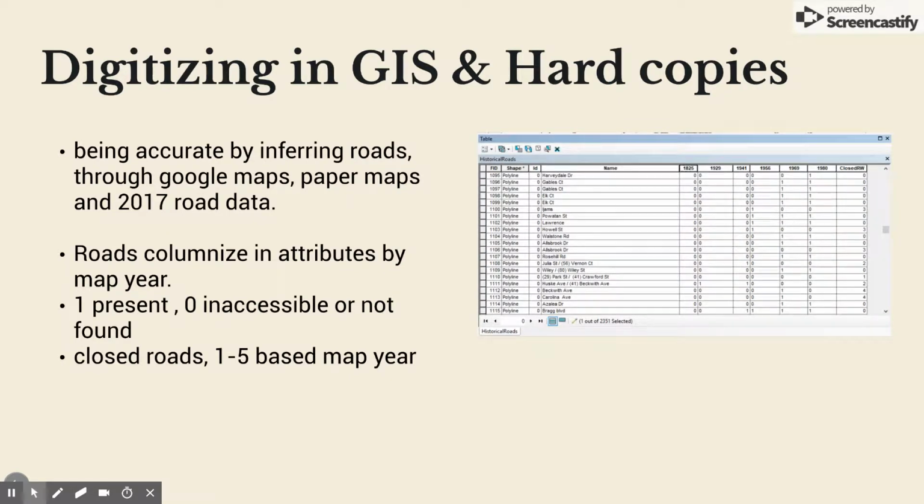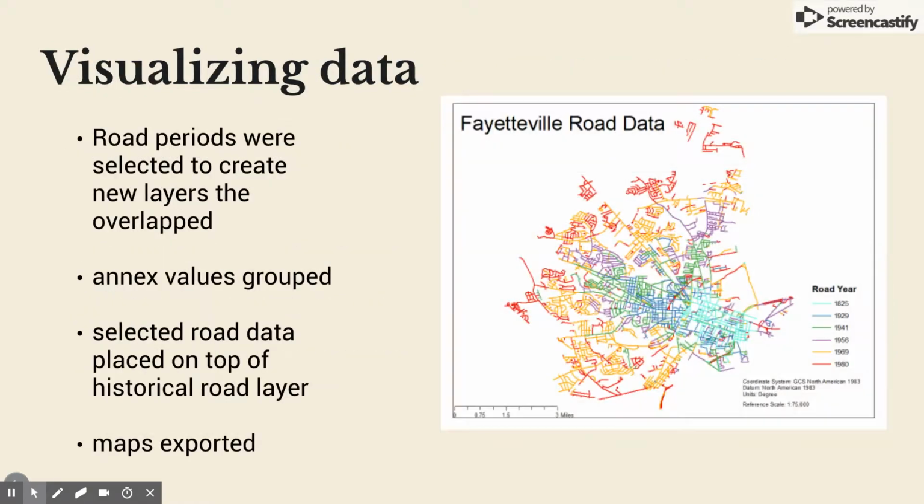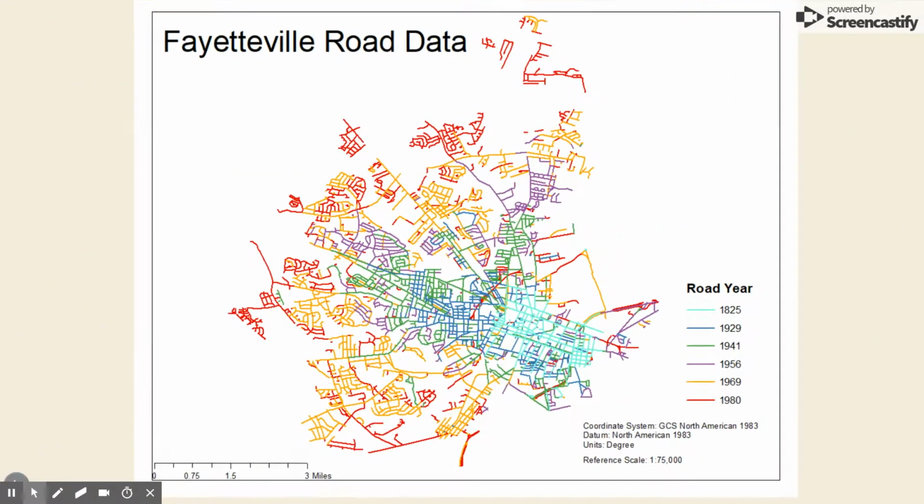And I had a choice. Do I make multiple layers for each year, or do I just do everything on one layer and just have columns for the years? This is just an example of what I did. So zeros if the rows weren't present, ones if they were, and if there were any type of row closures, I identified them. And this is just what the growth of Fayetteville actually looks like.